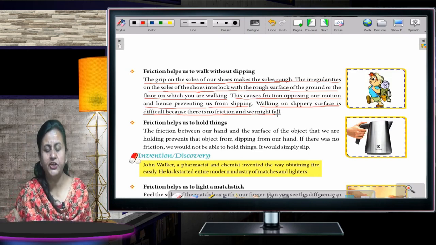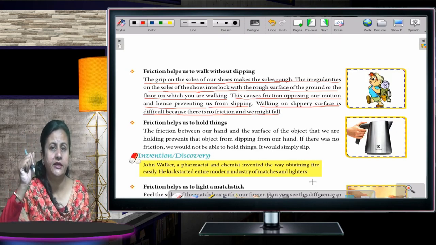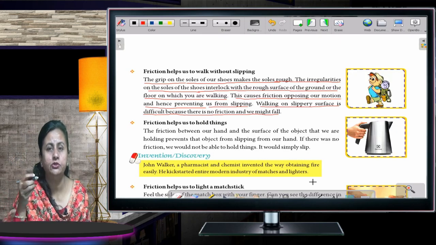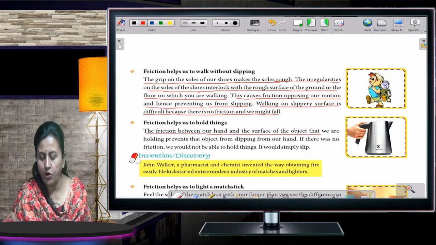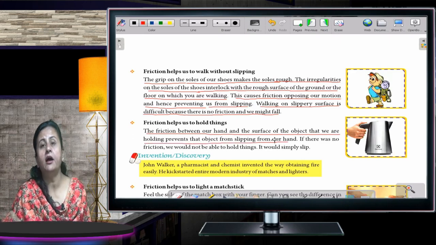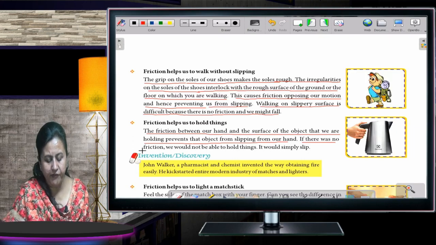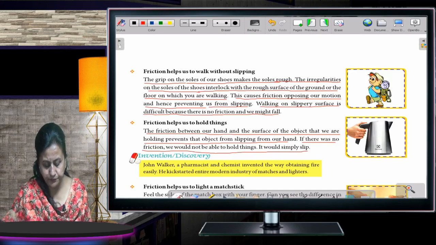Okay, now friction helps us to hold things. I am holding the pen. Why? Because friction is there. In case there is no friction, I won't be able to hold this pen. The friction between our hand and the surface of the object that we are holding prevents that object from slipping from our hand. If there was no friction, we would not be able to hold things. We would simply slip.